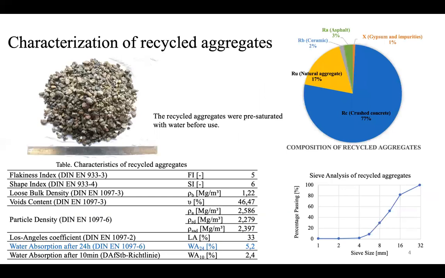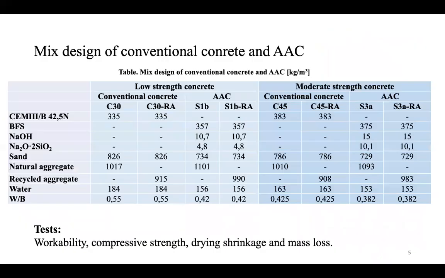First of all, the recycled aggregates from construction and demolition wastes have been characterized. They mainly consist of crushed concrete and unbound gravels with a water absorption capacity of around 5%. The recycled aggregates were pre-saturated with water before mixing with other raw materials.